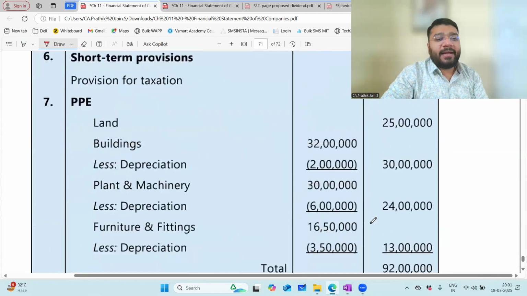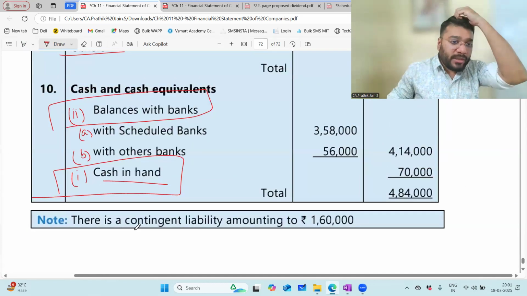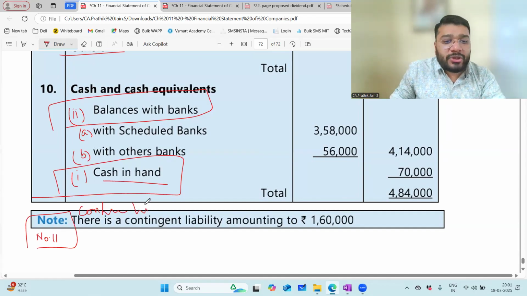Without forgetting, at the end, there should be a note given for contingent liability. So here it should be note number 11. Note number 11, heading should be contingent liability.